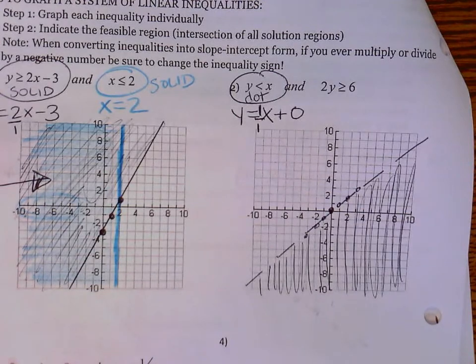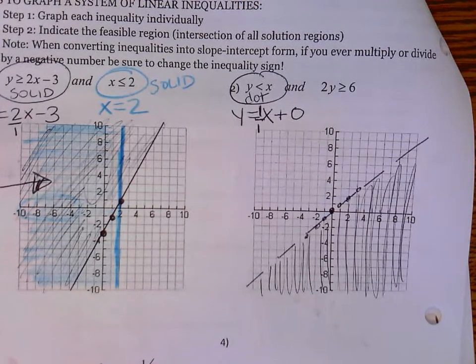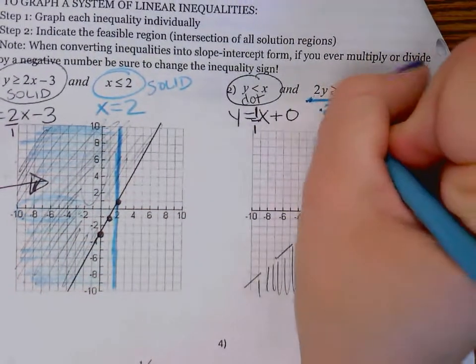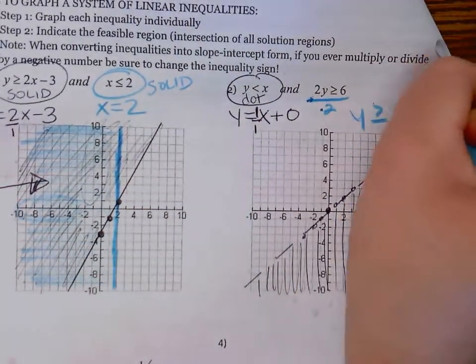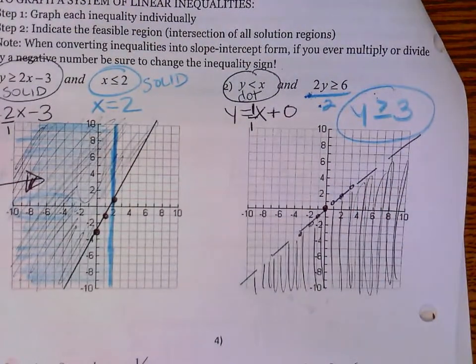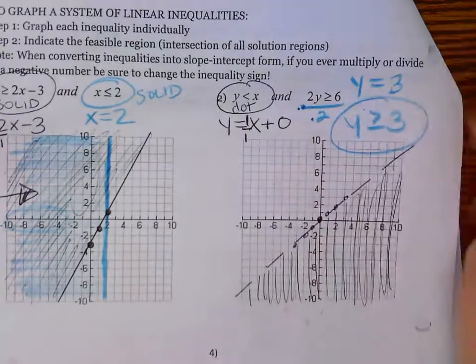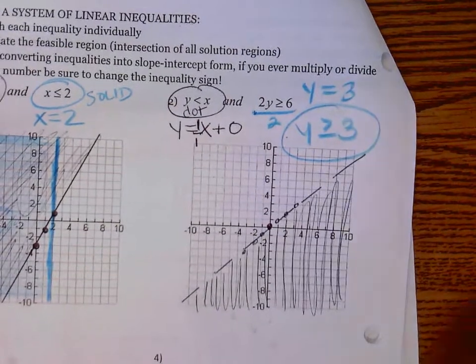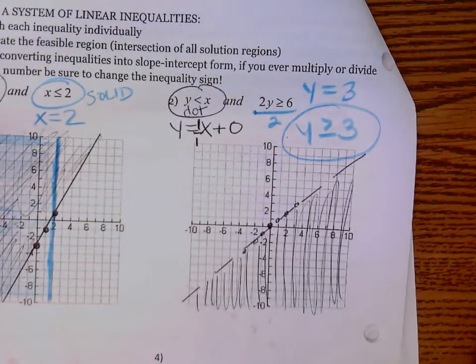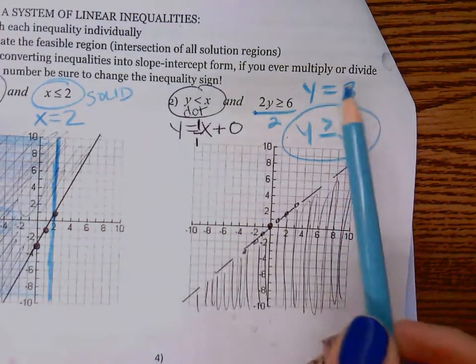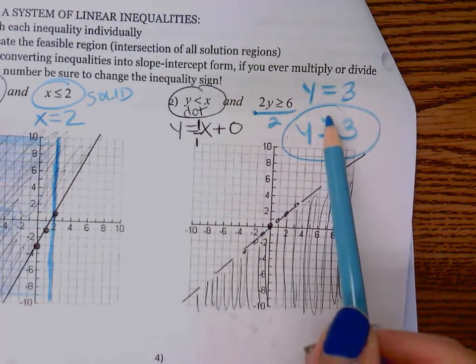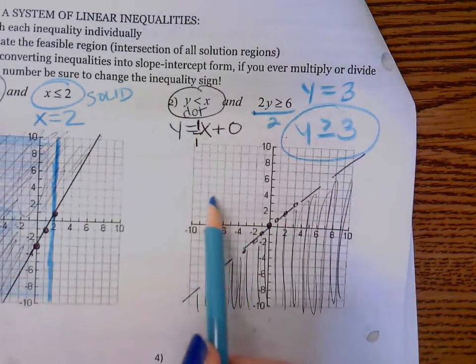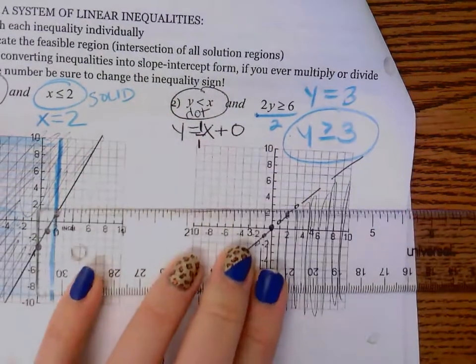All right, my other line is not set up for me. I need to write it as Y equals. So what can I do to make it Y equals? Just divide by 2. So Y has to be greater than or equal to 3 is what I want to graph in blue, which is actually Y equals 3. So what kind of special line is Y equals 3? Is Y equals horizontal or vertical? Horizontal, and it's going to be solid because greater than or equal to is solid. So here's Y equals 3.